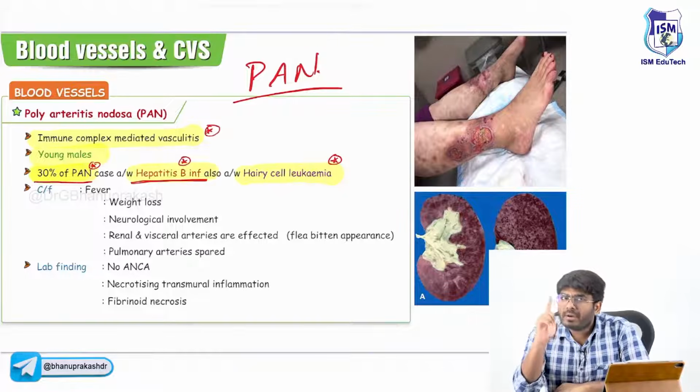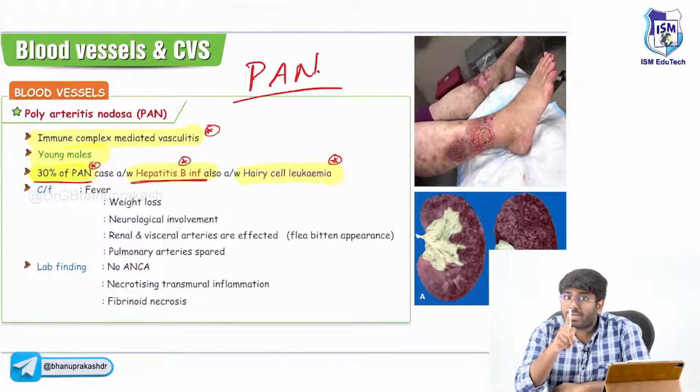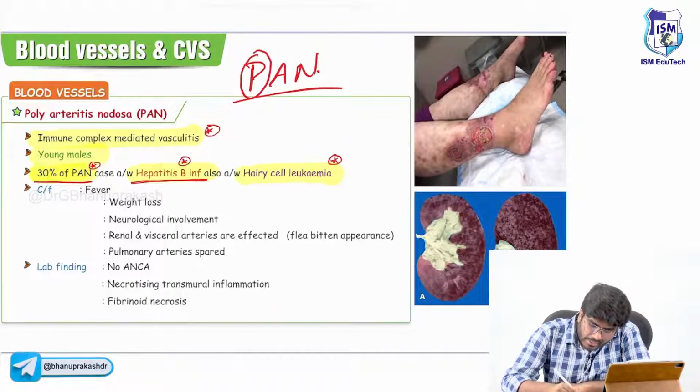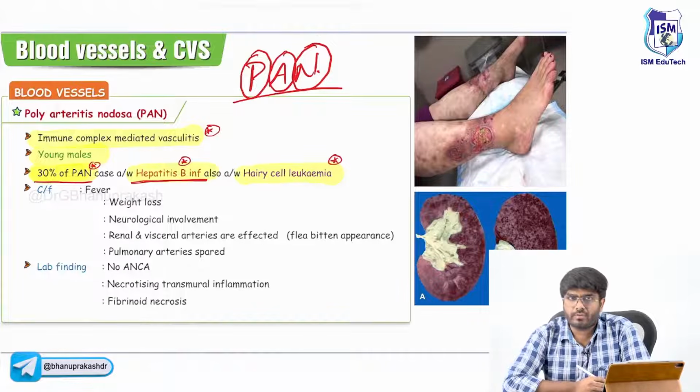Polyarteritis nodosa. Multiple blood vessels are involved, but one blood vessel is not involved. So what is that? Pulmonary arteries are not involved. I used to remember something like that.